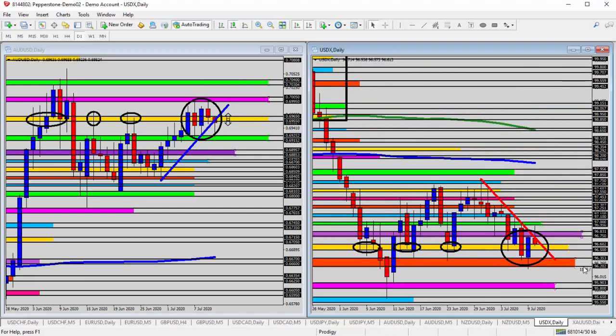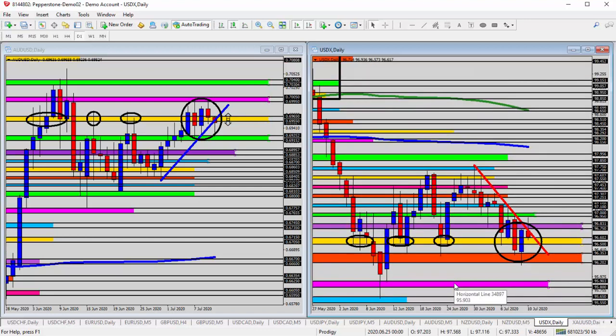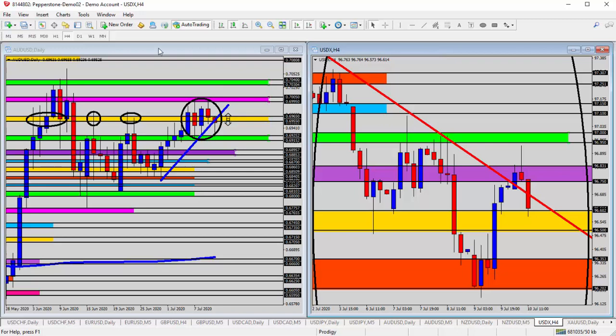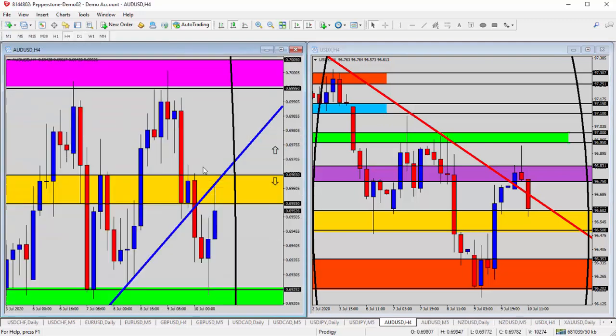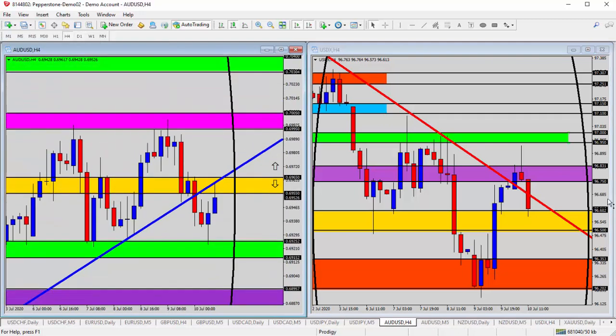So you can see the similarities and the area that we're at right now, that yellow shaded area on both of them. Currently, the US dollar is sitting on top of 96.60 and the Australian dollar is sitting underneath 0.6955. Let's take them both down to the 4-hour time frame. And as we do that, we can see that in a little bit of a different light, can't we?